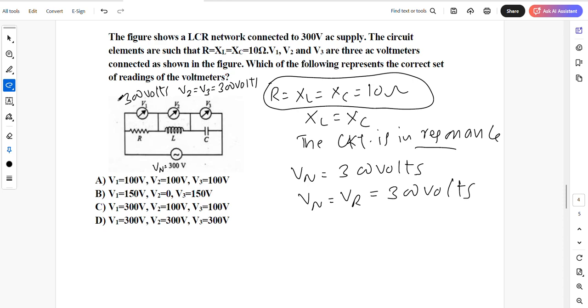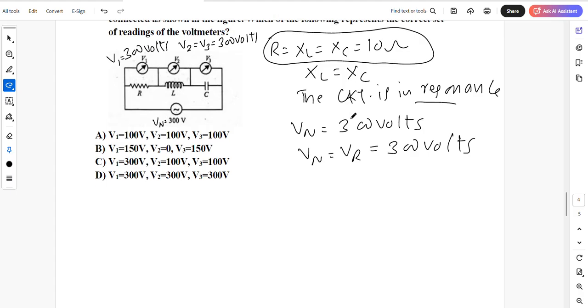Okay, V1 is equal to the voltage across the resistor, that is 300 volts. How much will be the value of V2 and V3? That is also equal to 300 volts, because they have been given R is equal to XL. Since the resistance is the same, the voltage will also be the same, but the circuit is in resonance because XL is equal to XC. Hope you understood this one.